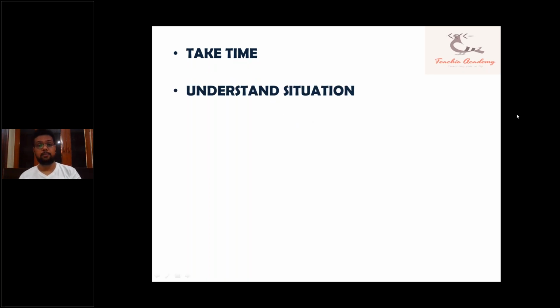Later, just understand the situation. Understand the portfolio of the letter. Try to understand the ambience, the surroundings. Try to know as to whom you are going to write. Try to understand your role and try to understand your patient and the disease of your patient.